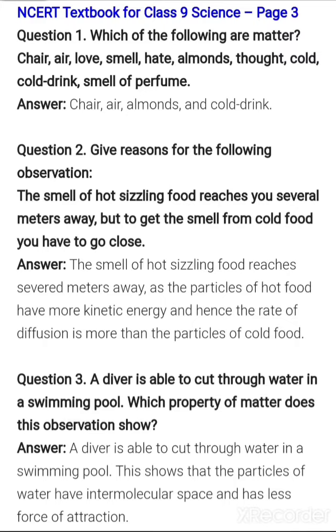This is how we can distinguish solids and liquids on the basis of the force of attraction between the particles. So the answer for this question is that a diver is able to cut through the water in a swimming pool. This shows the property that particles of water have intermolecular spaces and less force of attraction.